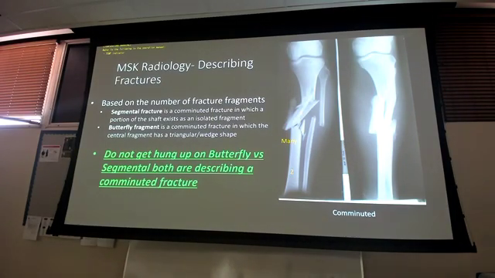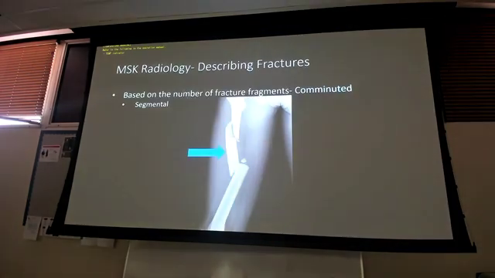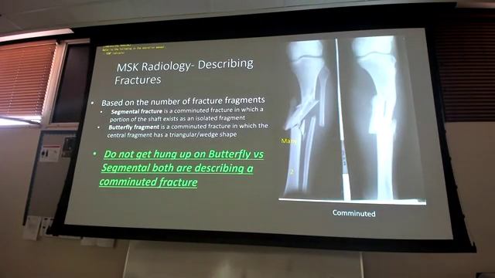The other one is comminuted. Now, I put in here butterfly versus segmental. So that way, when you get to ortho, you can't say, I've never heard of a butterfly fragment before. What does that mean? It's a nice little triangular piece. We've got another slide coming up, we'll look at it. For this course, and really when you're in clinic, nobody cares about segmental or butterfly if you know comminuted.